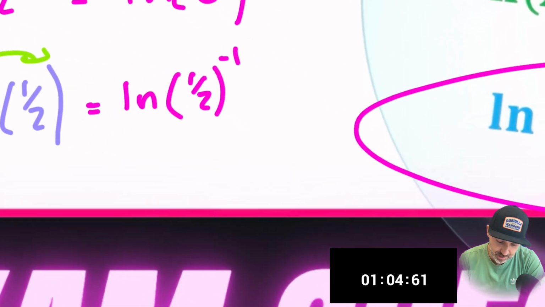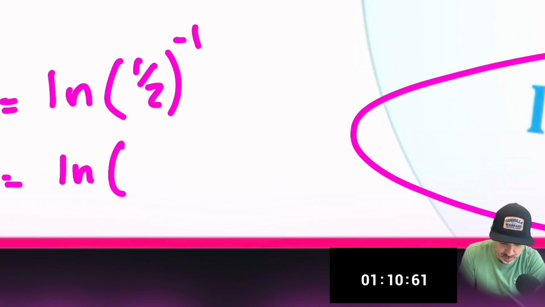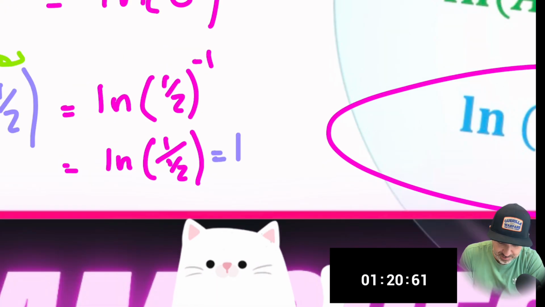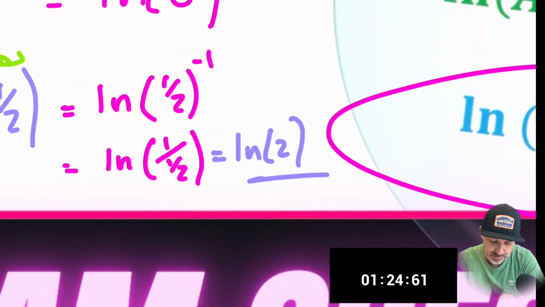Now, this is like a sort of an indices rule here. That means 1 divided by a half. So therefore, then you would have natural log of 1 over a half. And if you do that, then 1 divided by a half, how many times does a half go into 1? That'll be 2. So our answer to this one will be natural log 2. And again, we have left our answer as a positive integer.